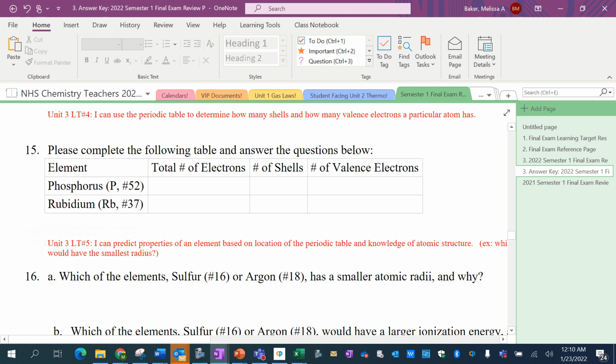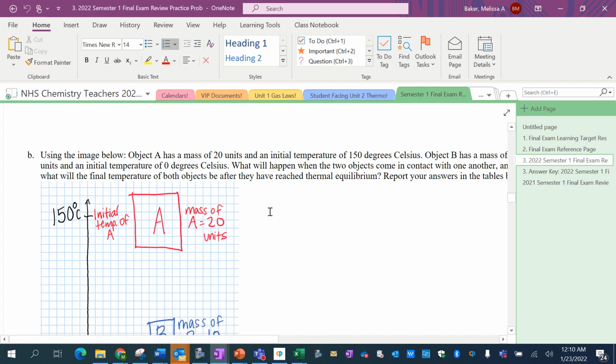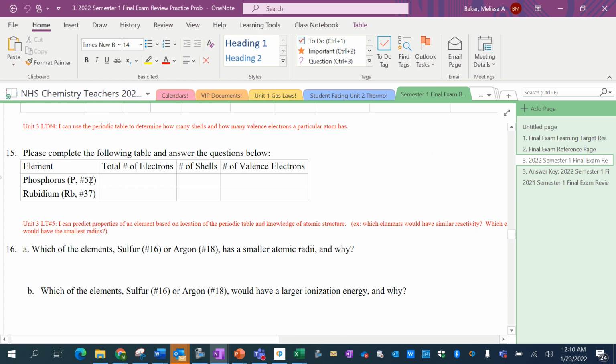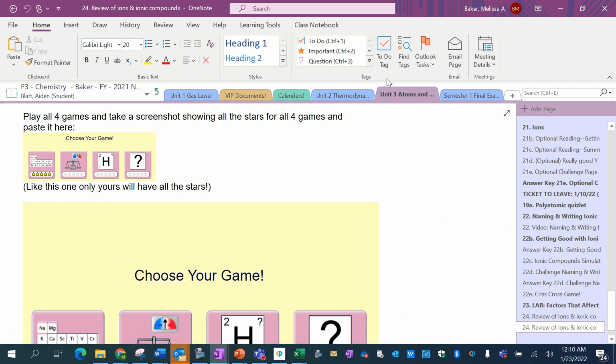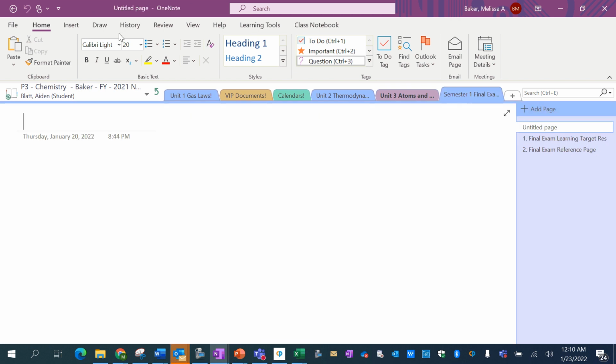Oh no. Phosphorus is number 15. Sorry, I'm just doing the answer key to make sure that I don't have any mistakes in here. So this is definitely a mistake. It'll be fixed before you guys get it. I don't think I've pushed it out to anybody yet. No, good. Okay.